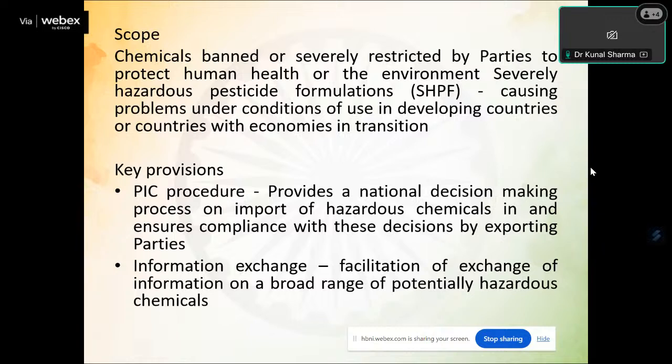Then there are certain provisions also. Key provisions are the PIC procedure. This procedure provides a framework for national decision making on import of hazardous chemicals and ensures compliance with these decisions by exporting parties. Then there is information exchange, which facilitates exchange of information on a broad range of potentially hazardous chemicals. So there are two procedures. The first is the decision making procedure, and the second is the information exchange about potentially hazardous chemicals, so that risks could easily be mitigated with the help of the properties associated with them. And this convention majorly focuses on the chemical part.